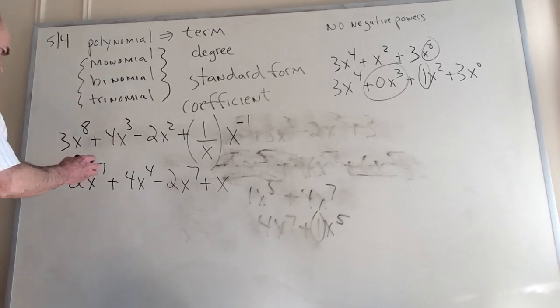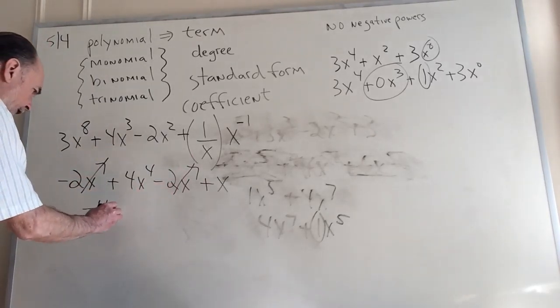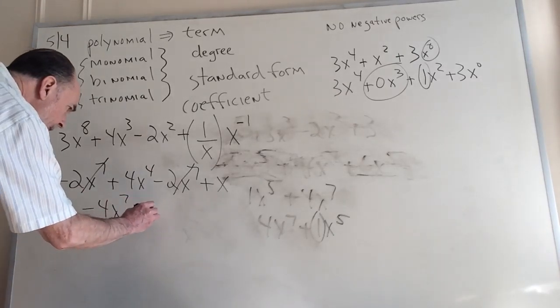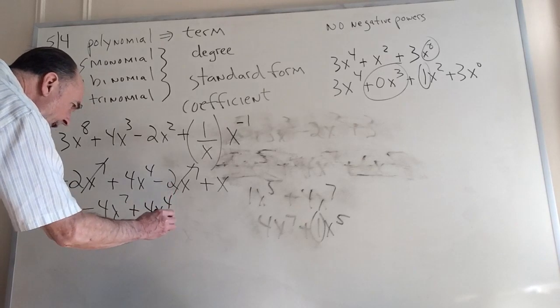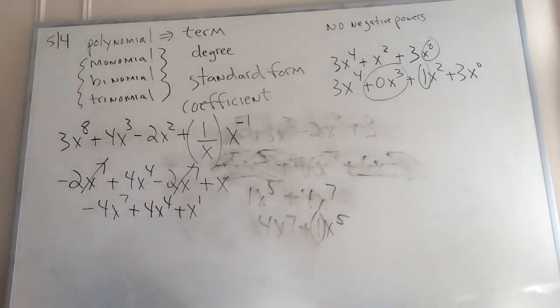Well, these guys combine, so that becomes minus 4x to the 7th. There's no x to the 6th. There's no x to the 5th. That means their coefficients are 0. And the next term that's left over is 4x to the 4th. And finally, x. And of course, we write x to the 1st. Again, you learned that when we did our work on exponents.